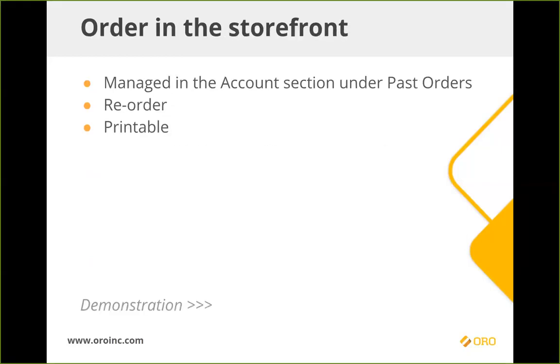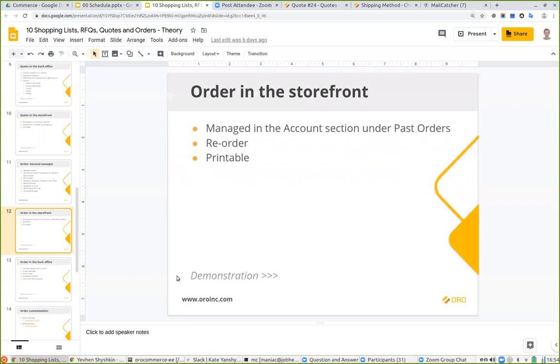When we're talking about the order in the storefront, we have several ways to work with orders. They are managed in the account section under past orders, and you can do a thing called reorder, which means you're going to start exactly the same checkout using the same items from the existing order. And of course, orders also have a printable version. So let us see how it works.